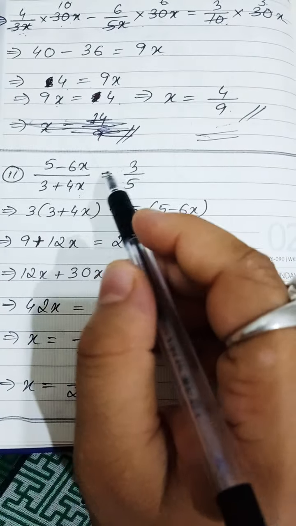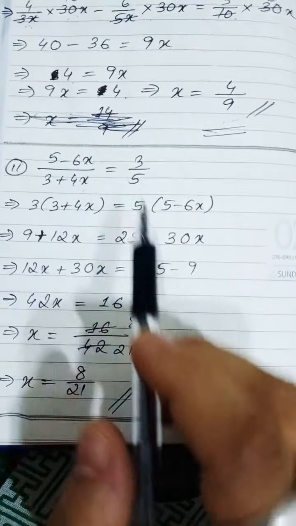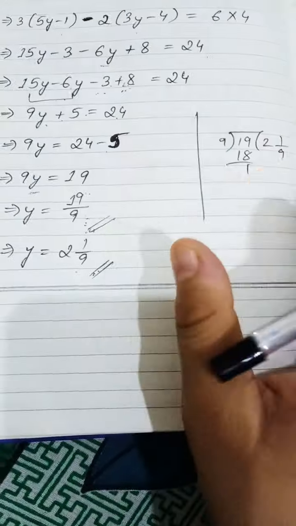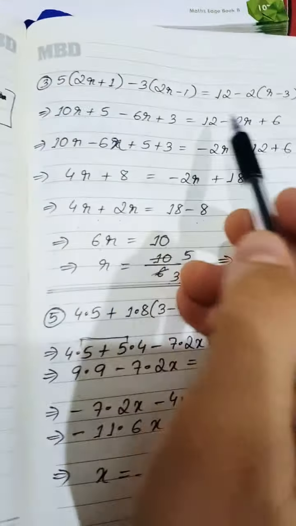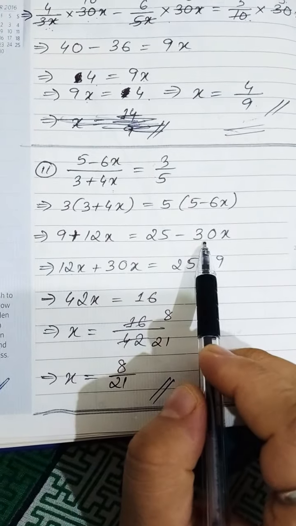I have written this one first. If you write this one first, then it is okay. So 3 into this, 5 into this, and then it is, as usual, the distributive property that you have used in this question. The same thing you will be doing there. You will multiply them: 3 times 3 is 9, 3 times 4 is 12, 5 times 5 is 25, 5 times 6 is 30.